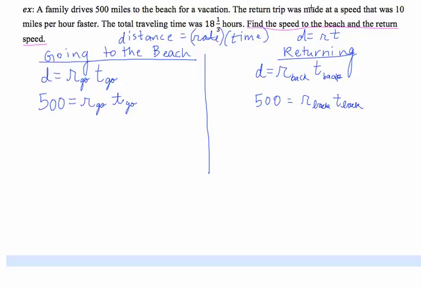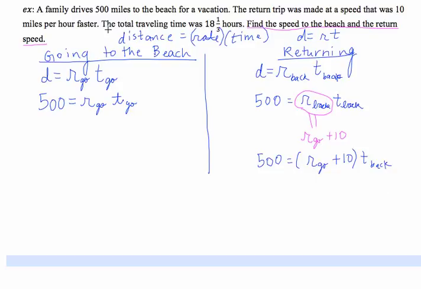Now let's see, what else do we know? We know that the return trip was made at a speed that was 10 miles per hour faster. That's key, okay? That means the rate at which they traveled back is equal to the rate at which they went plus 10, because it's 10 miles an hour faster than the rate at which they traveled there. So I can then replace that by the rate at which they go plus 10.